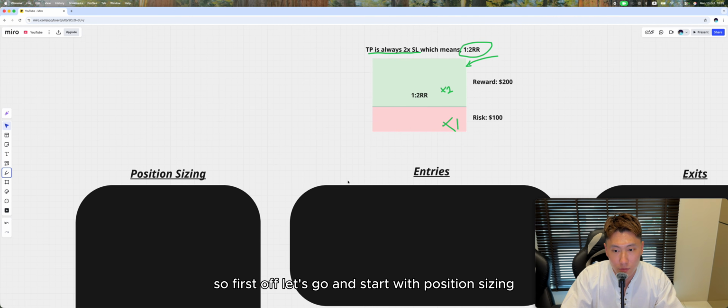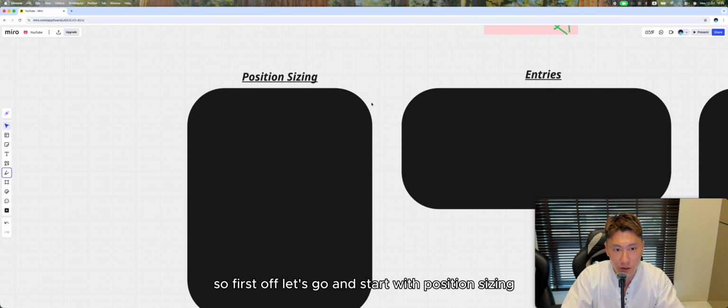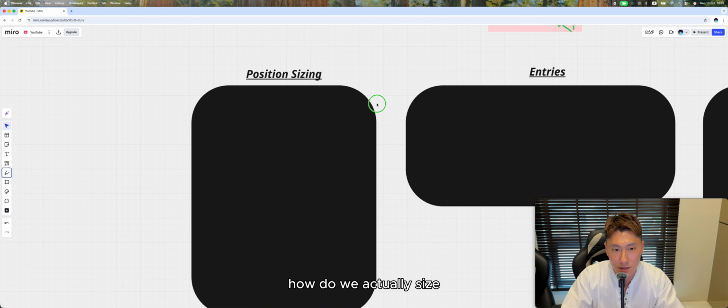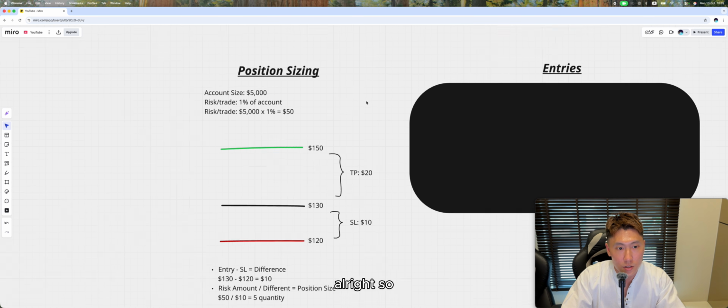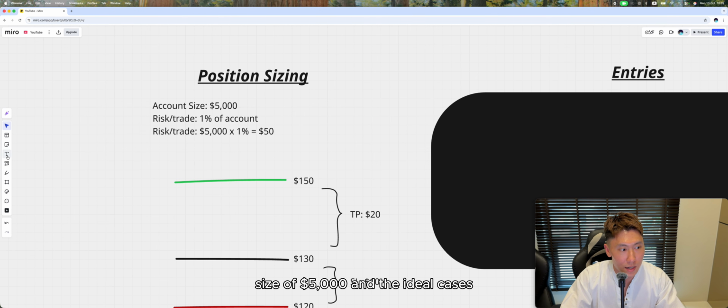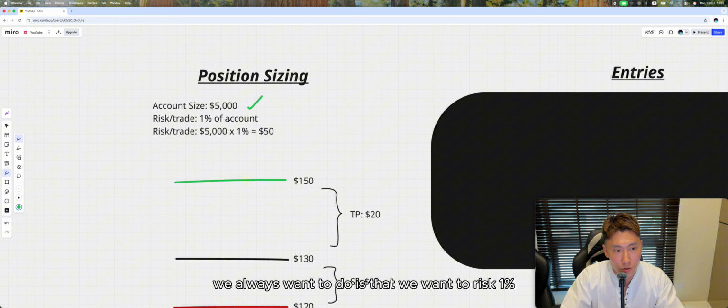Right, so first off, let's start with position sizing. How do we actually size our position when it comes to a stock? Assuming that you are starting with an account size of $5,000, the ideal case is that we want to risk 1% of the account, meaning that every time we lose, we only lose 1% of the account. So if you have a $5,000 account and you're risking only 1%, you are risking essentially $50 per trade.